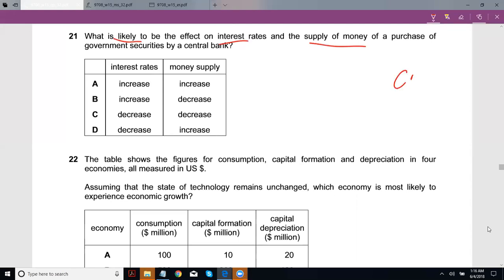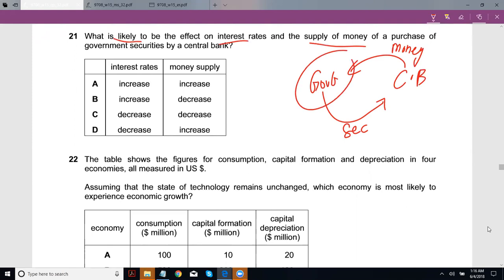Here, look at it like this: you have your central bank, you have your government. The government is giving the central bank securities. In return, the central bank will give the government, well, money because it's buying the securities. Government gets money, most probably the government will start to spend it inside the economy, so government expenditure will go up, which clearly means the money supply will go up.